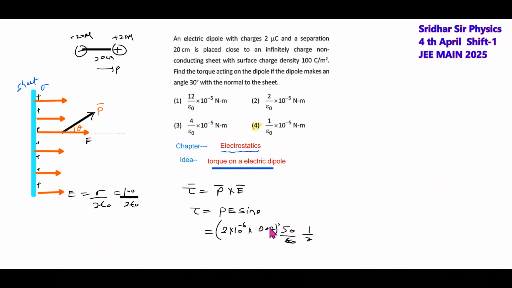So 0.2, 10 to the power of minus 6 will come. Here 200 will be 1 into 10 into this one. So we'll get this option. You should remember this formula, P sin theta. This assumption you should have done. We'll move to the next question.